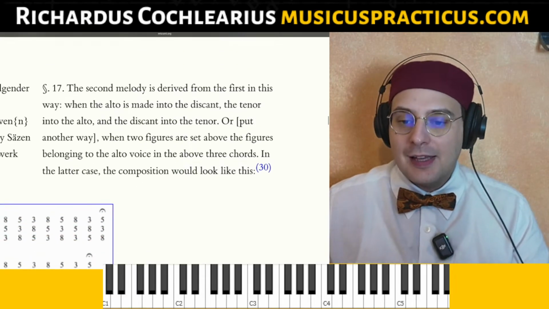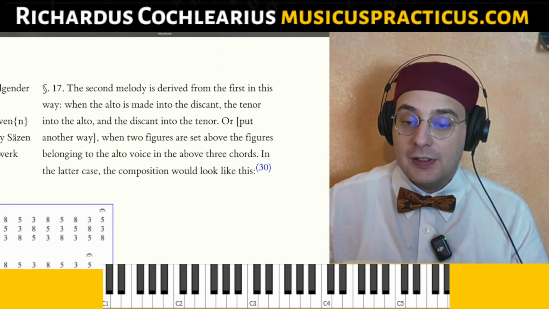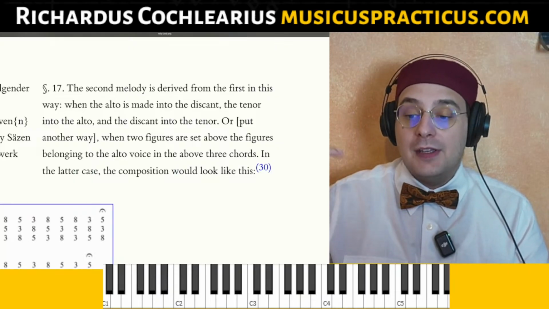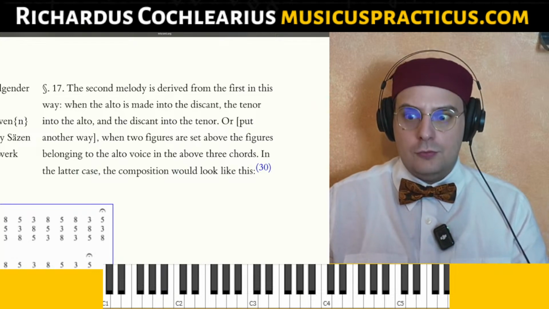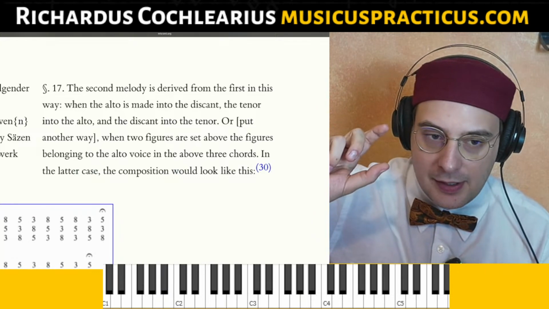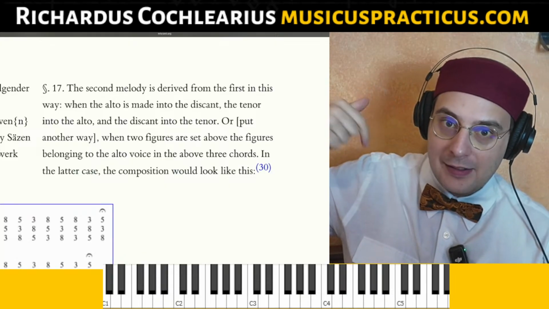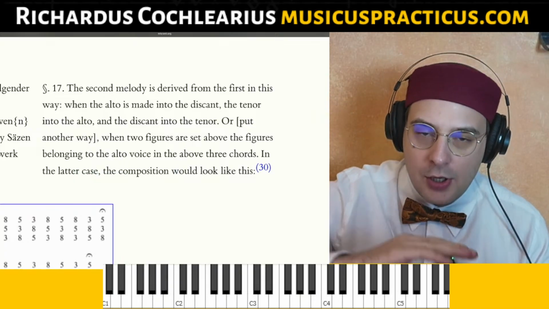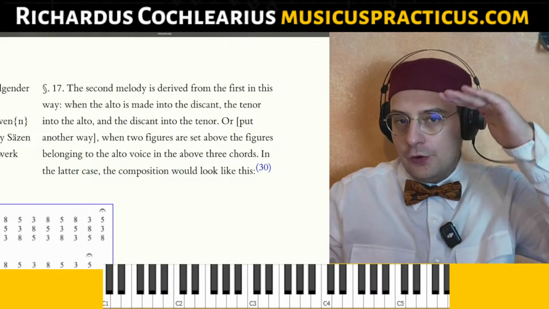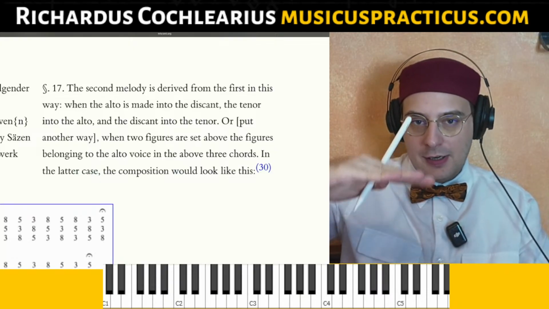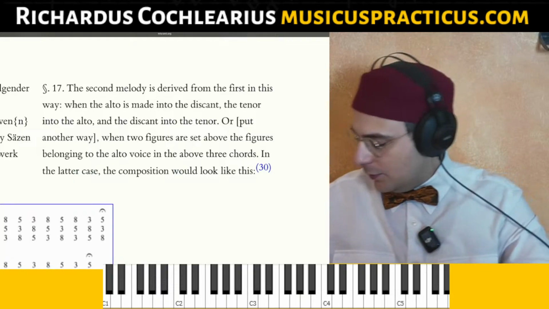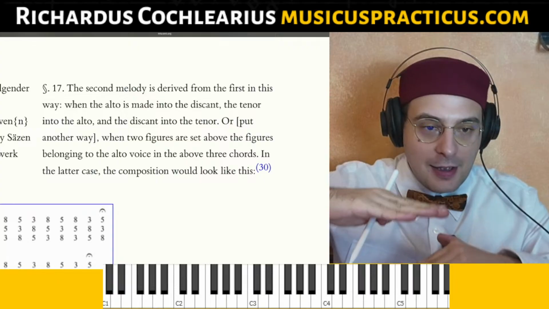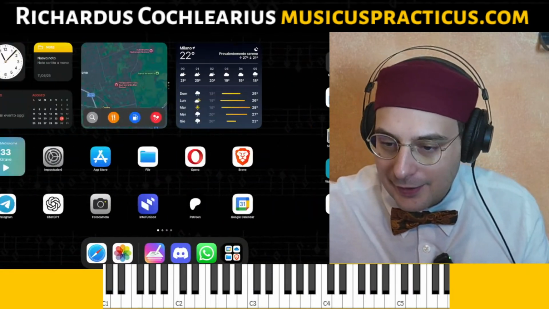17. The second melody is derived from the first in this way. When the alto is made into the discant, so basically the alto we had now is the top voice, and the discant into the tenor, so it's saying that we have 4 voices, tenor, alto, great time for counterpoint, right?